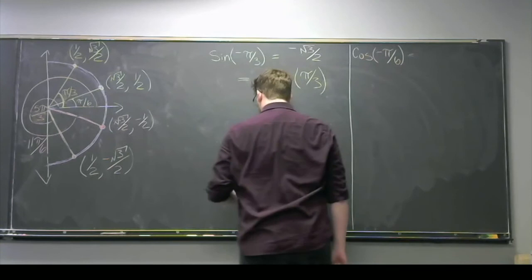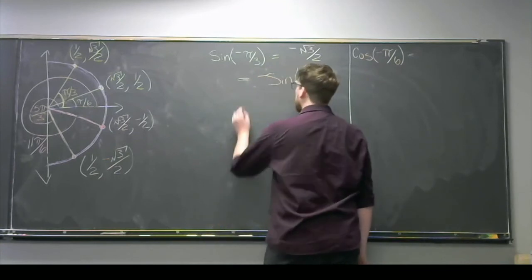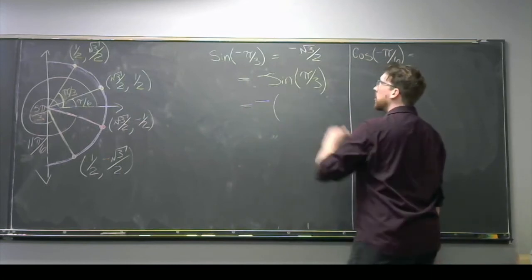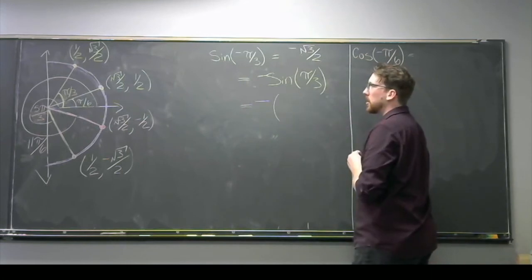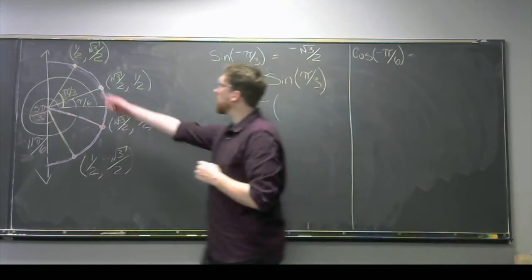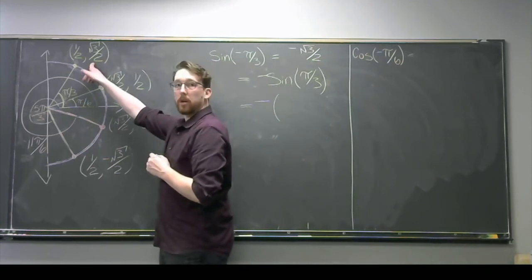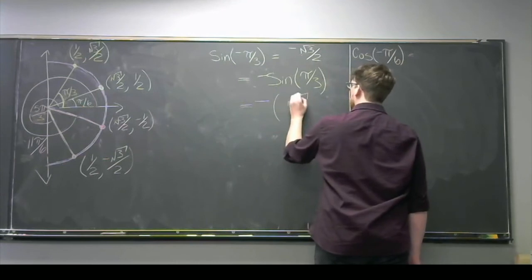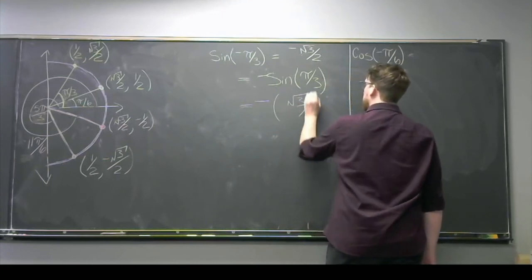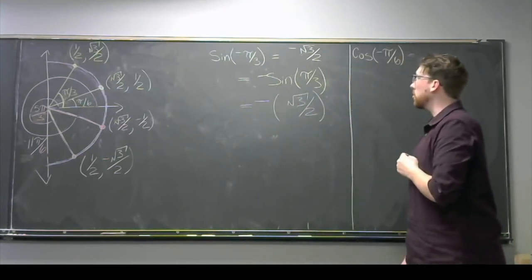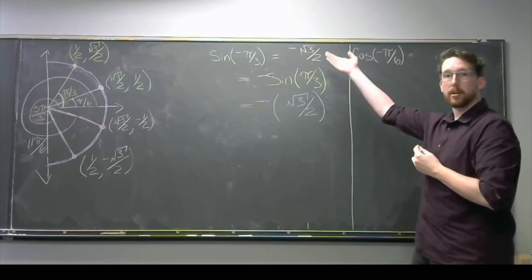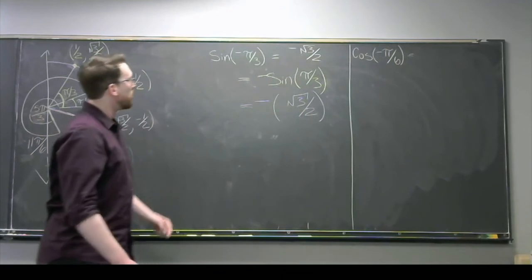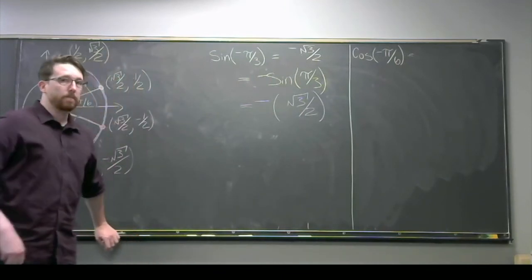So looking at this, you know it's negative whatever the sine of pi over 3 is. Well, the sine of pi over 3 is the square root of 3 over 2. Lo and behold, you get the same answer. Well, that's convenient.